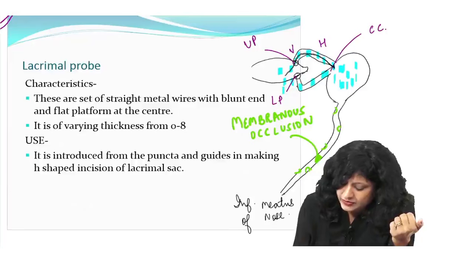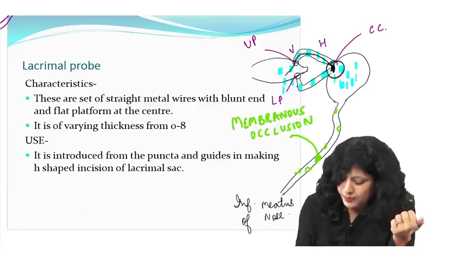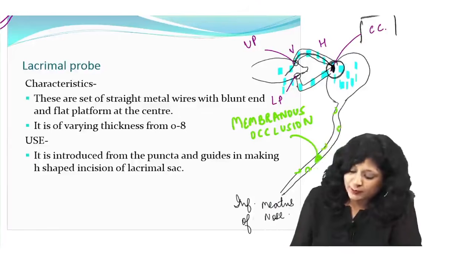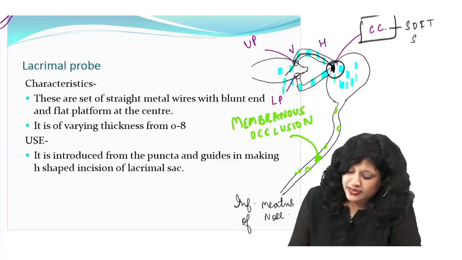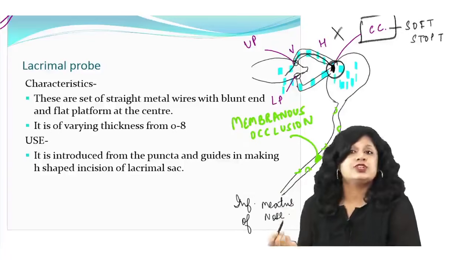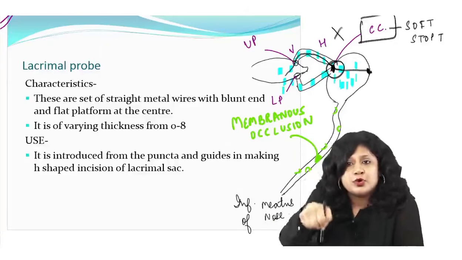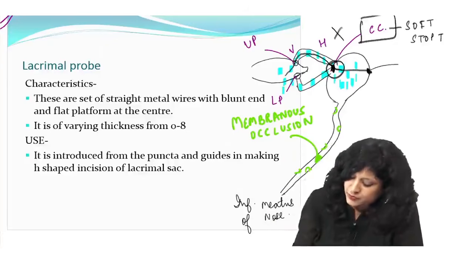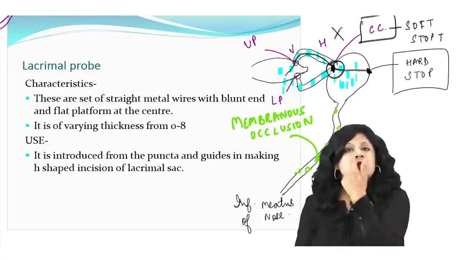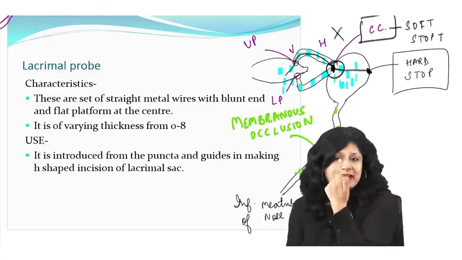So if you are stopping here at the level of the common canaliculi, you will get a soft stop. This is called the soft stop. But suppose the occlusion is not at this level and you are going even more medially and you are stopped here and not able to proceed further, then here you will get the hard stop. More medially you will get a hard stop because you are actually touching the lacrimal bone here.